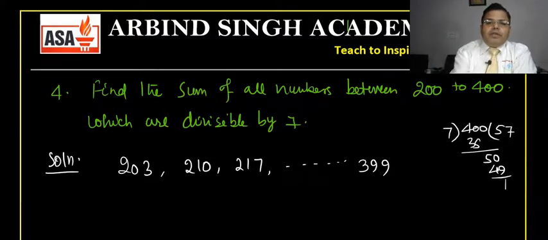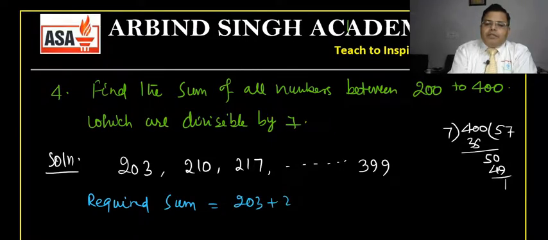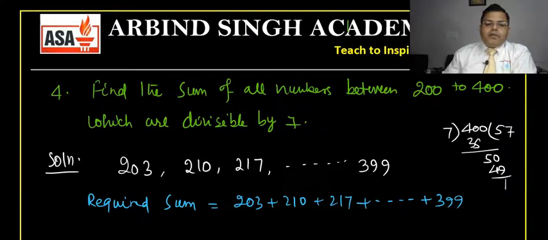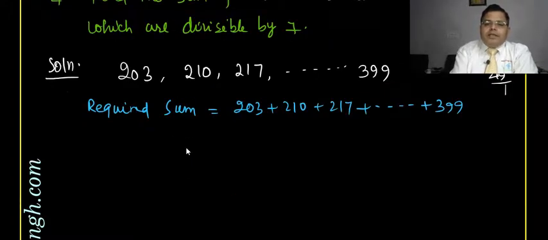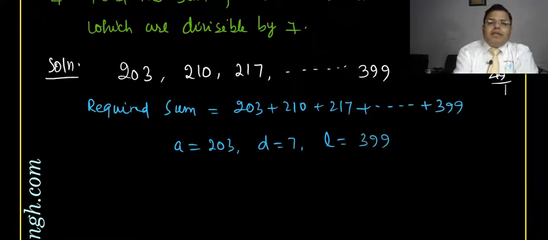So according to the question, the required sum will be 203 plus 210 plus 217 up to 399. Here the first term a is 203, d is 7, and l is 399, but we don't know how many terms there are. So we can calculate n, where l is tn, which is nothing else but a plus (n minus 1) into d.